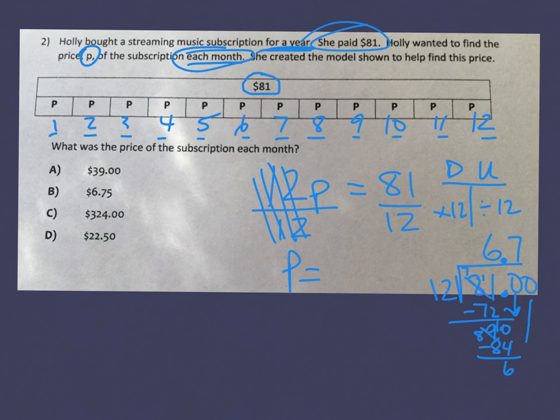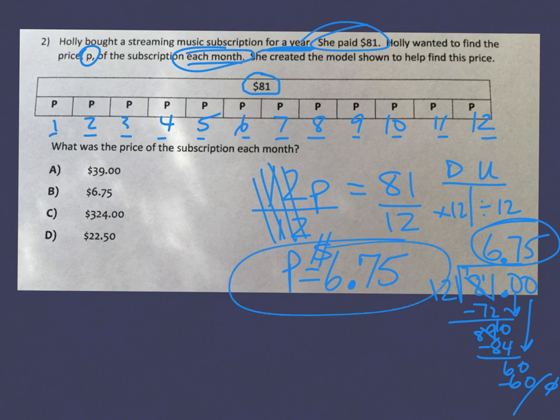We add another 0. We keep adding zeros so long as we have a remainder. 12 goes into 60 5 times, which goes exactly 5 times. And so we no longer have a remainder, so we have a solution. 6.75, or in this case, since it's money, the price of the subscription each month was $6.75, which is answer choice B.